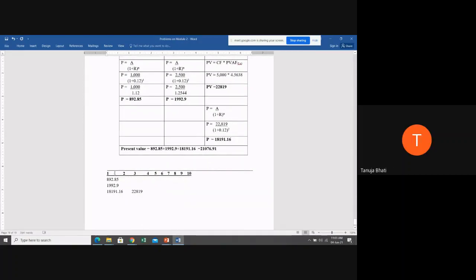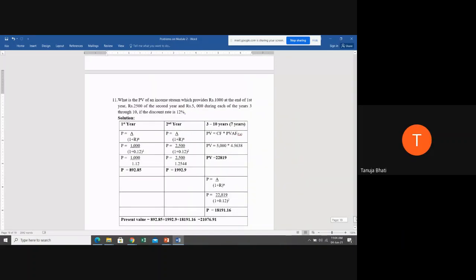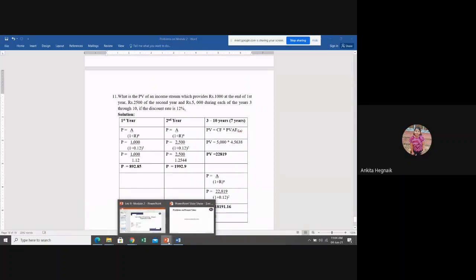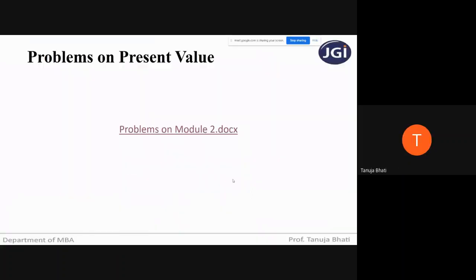So here it is year 0 and here it will be 1. Is this clear? Once again, I'm asking, is this problem clear to everyone? Yes, ma'am. Okay. So we'll solve a few more problems in the next class, mixed problems.